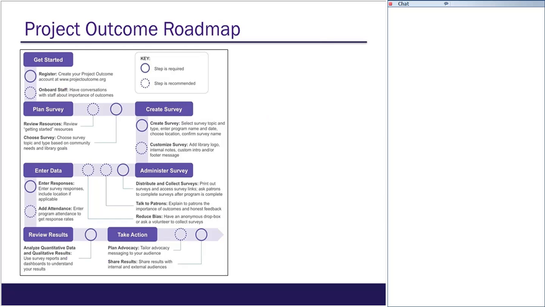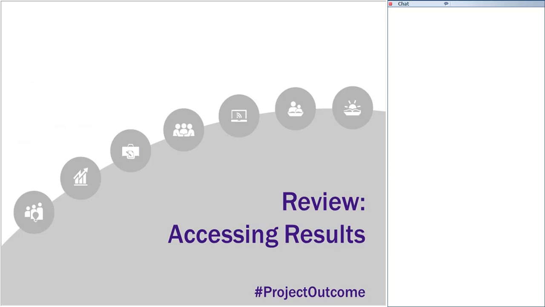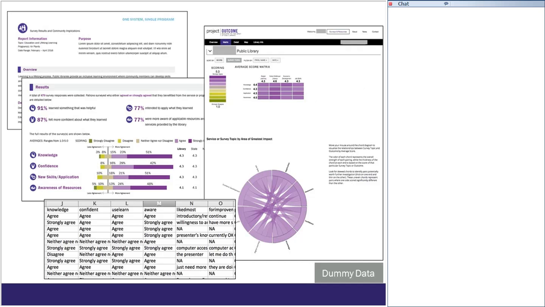At the in-person workshop, I shared this roadmap for Project Outcome implementation. This should be a functional guide for you as you administer surveys for the first time. And today, we'll be looking at the last two steps, reviewing results and taking action with your results. So let's get started with a review about accessing your survey results.